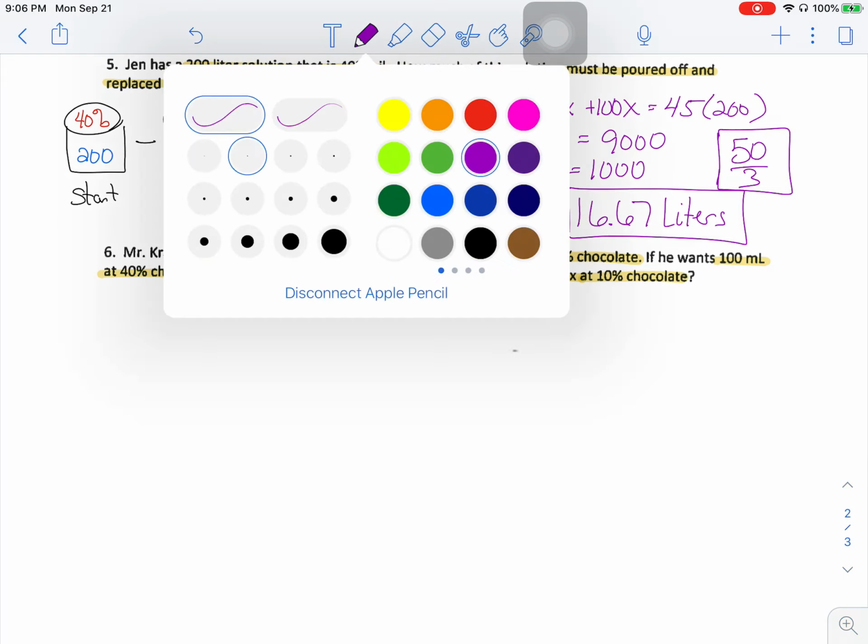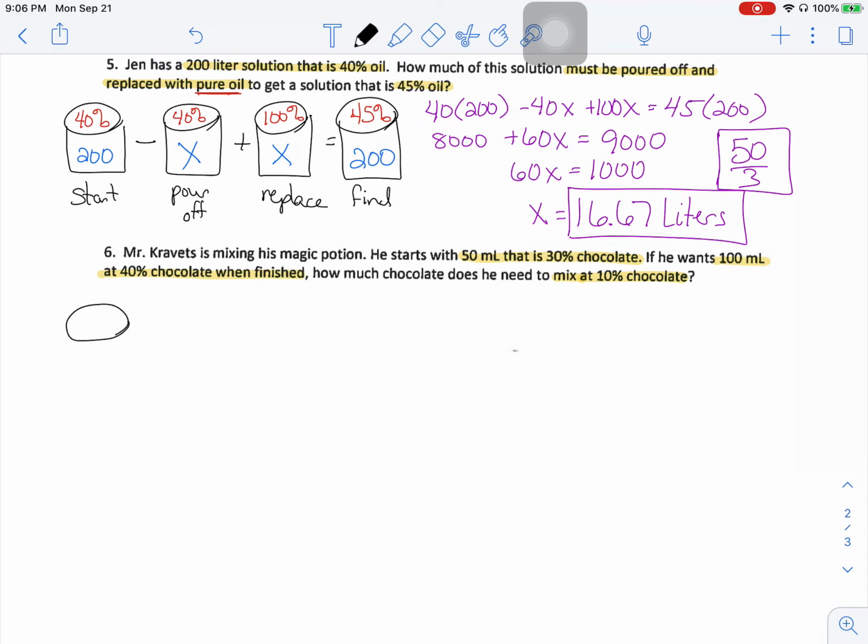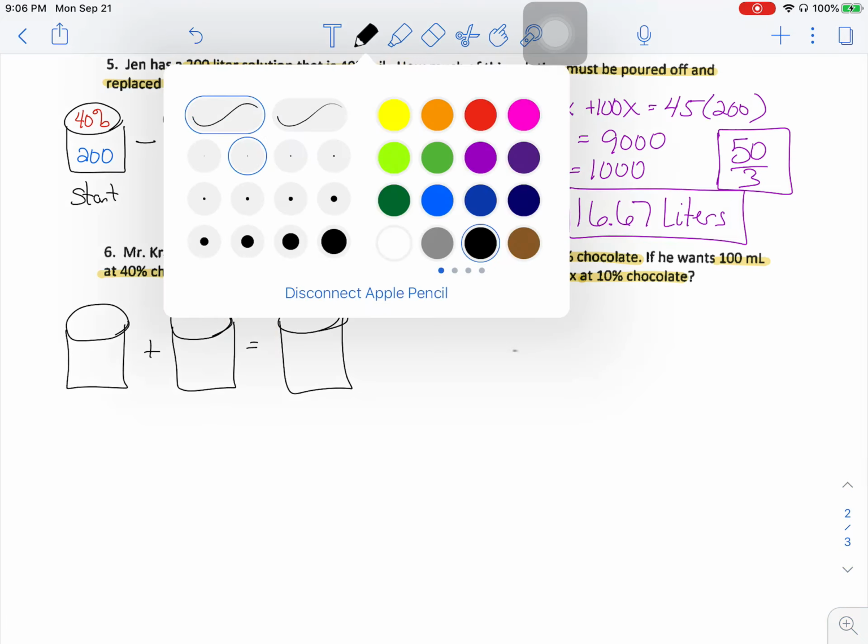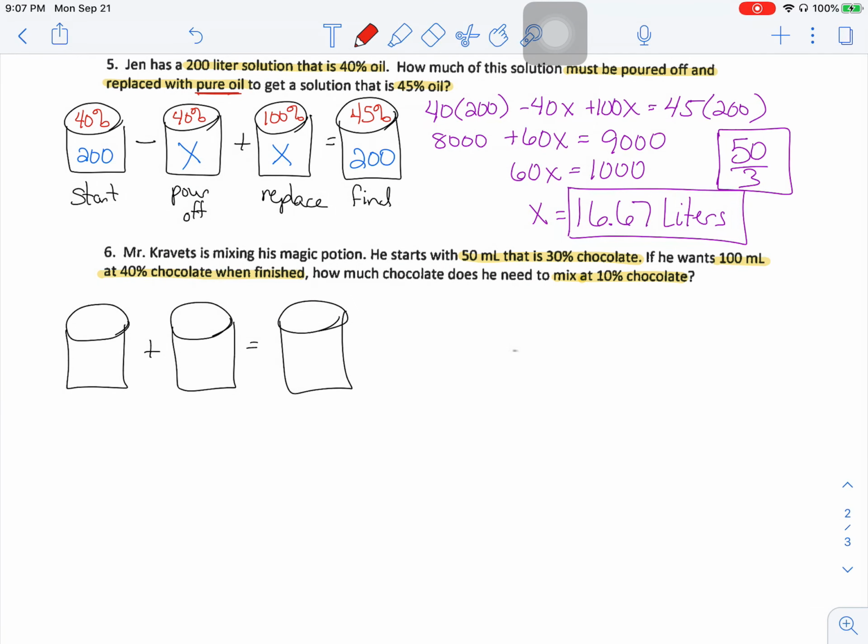Okay, so let's start talking. We are going to start with something. We are going to mix in some quantity to end up with a quantity. Percentages. He is starting with 30% chocolate. He wants to end with 40% chocolate. How much chocolate does he need to mix at 10% chocolate? And at this point, I am going to stop writing down anything and tell you that this is not possible.